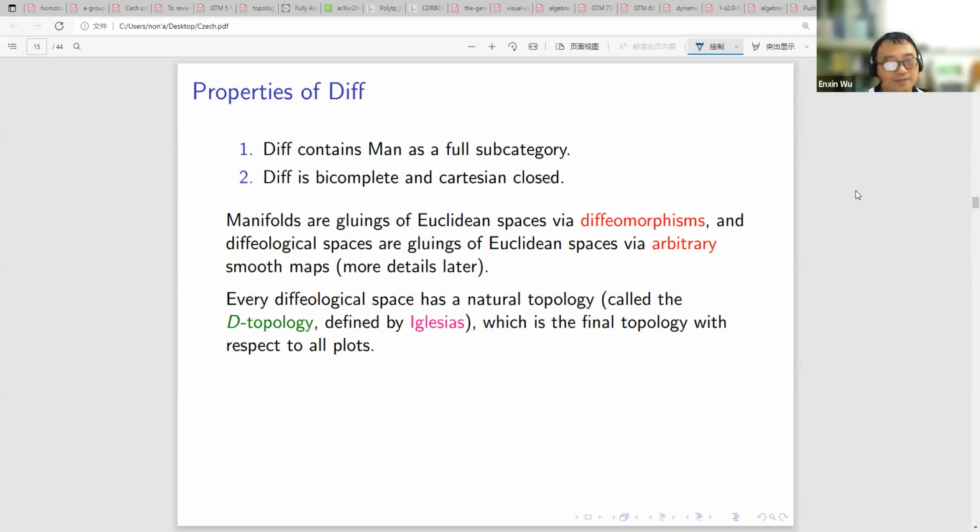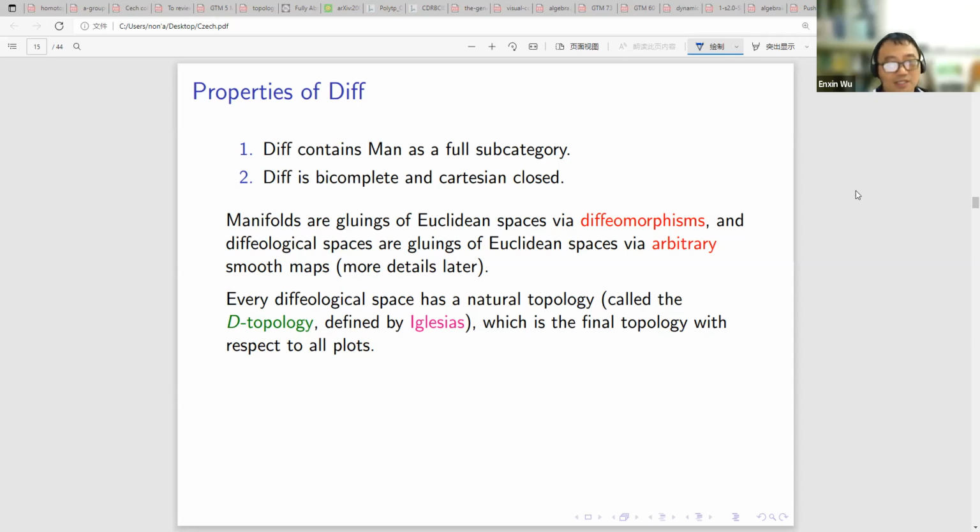Another thing is, this theory is a bit interesting. For manifolds, if you recall the definitions, you first have a topological space, then you put a smooth structure there, right? But for diffeological spaces, the order is somehow opposite. You first define what a diffeological space is. It is a set with certain structure. And after that, you get a topology, okay? We call it a D-topology.